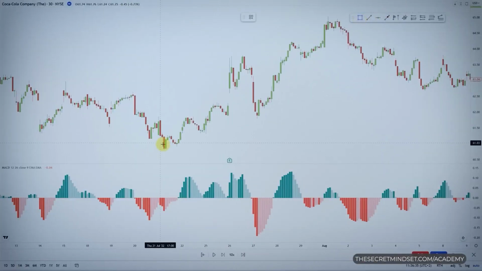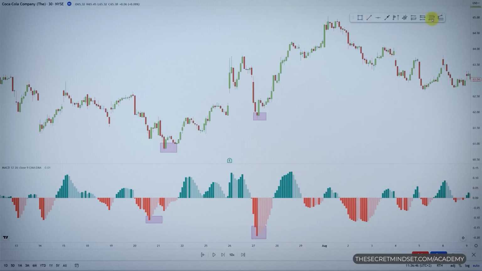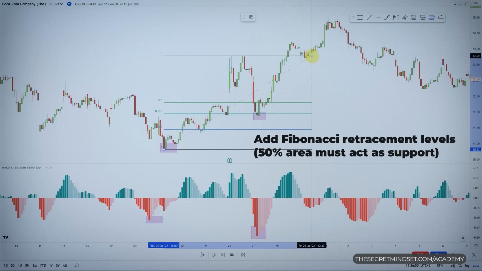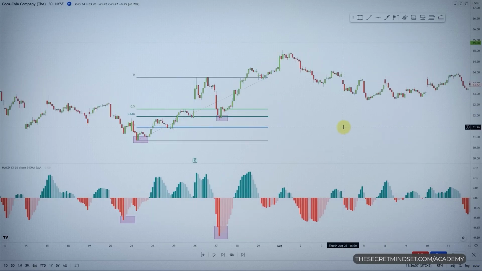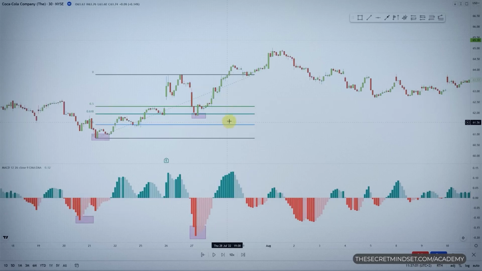In this example, price formed a higher low on the chart, while the MACD formed a lower low. So this is a hidden bullish divergence. Then you add the Fibonacci retracement level. We see that the price is approaching this level, which could act as potential support. As price hit this area, you then look for a buy signal.